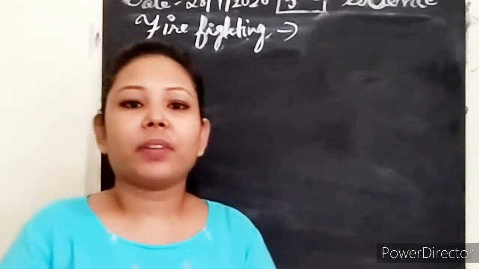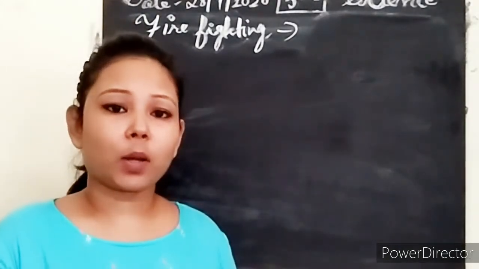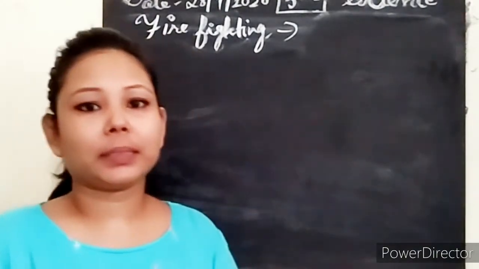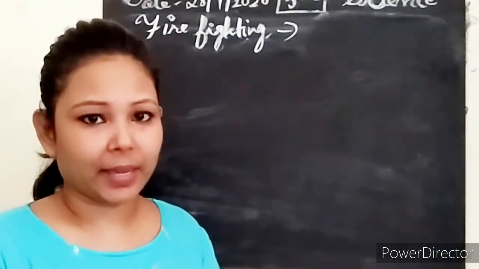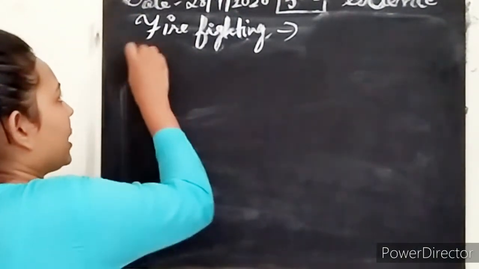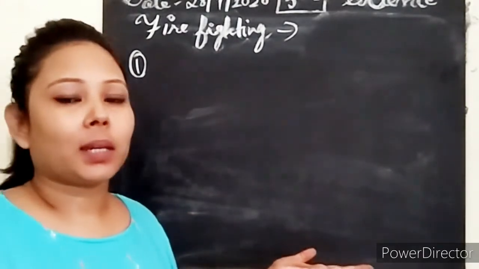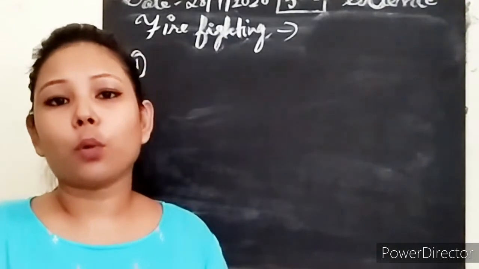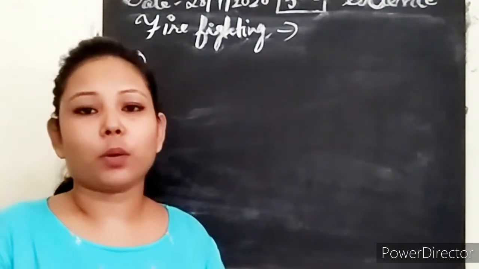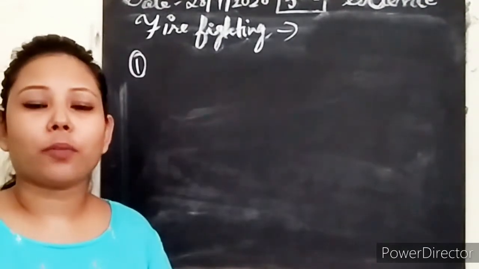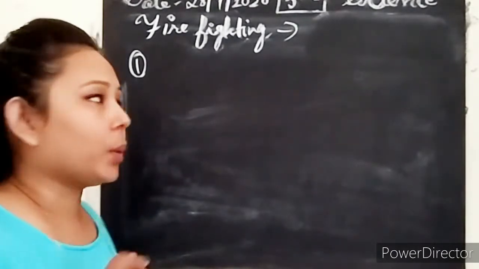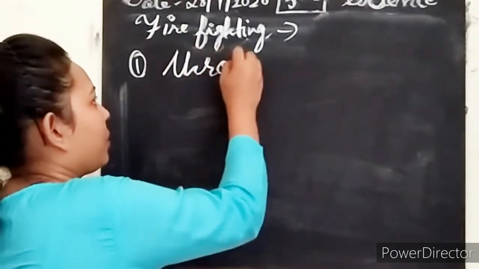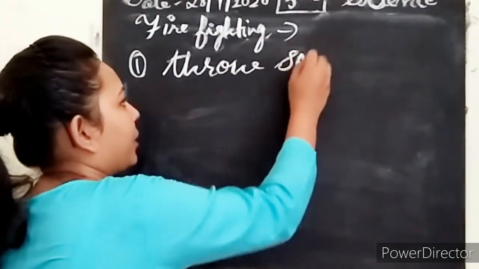The next one we have, if the fire is caught by an electric gadget. What are the things that we need to do in that case? As in the previous case, here also we do not throw water on the electric gadget. Just try to put down the fire with the help of sand. The first thing you need to do is throw sand on the fire.